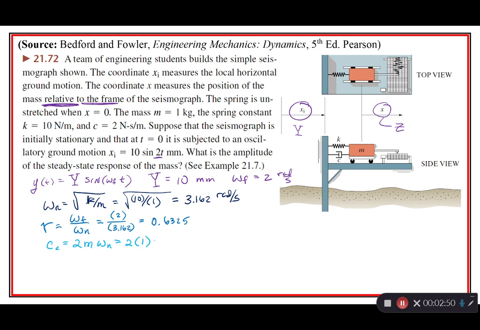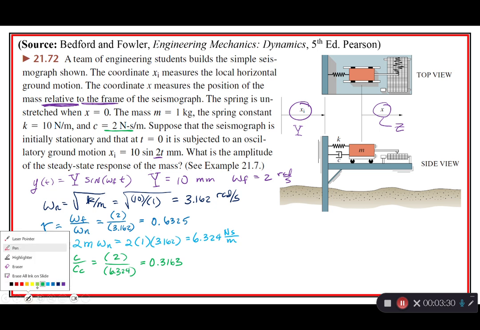2 times the mass of 1 times omega n we just found, 3.162 up above, and we get 6.324. It's kind of funny. We did that in an earlier problem where we got these two values that have nothing to do with each other, that almost equal each other. So we had the squiggle is going to be C over CC. The C given is 2. CC is 6.324, or 0.3163.